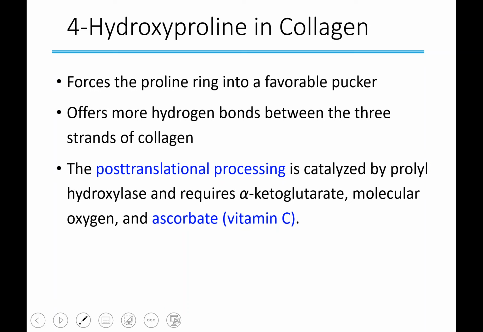Okay. This is done post-translationally, and it's catalyzed by an enzyme prolyl hydroxylase. That enzyme requires a couple things, or three things actually: alpha-ketoglutarate, molecular oxygen, and ascorbate. Ascorbate is another term for vitamin C, another name for vitamin C.